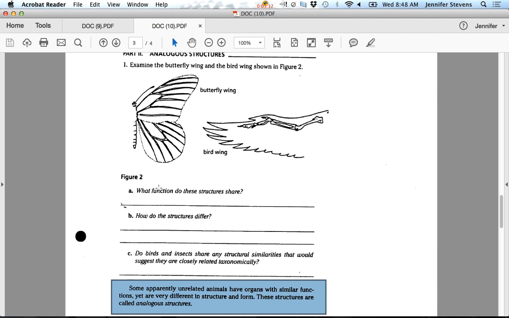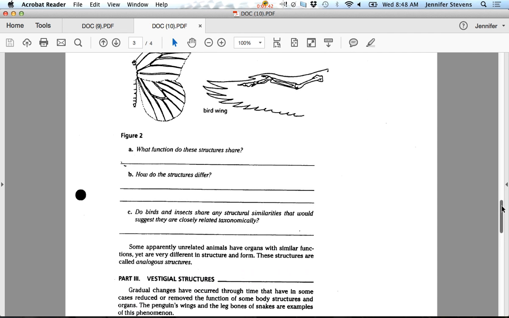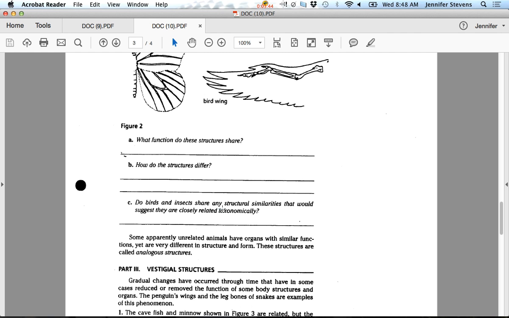So you want to talk about the function and how the structures are different, okay? And then talk about any other structural similarities that would suggest that they are related. When it talks about the word taxonomically, that means through evolution. So do they share any structural similarities that show that they would be related through evolution?